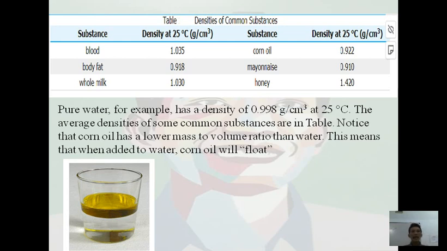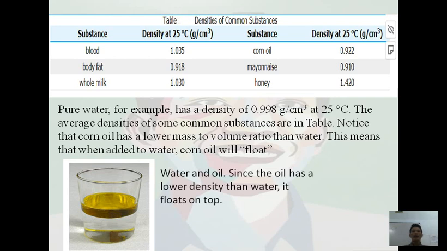The average density of some common substances is in the table. Notice that corn oil has a lower mass to volume ratio than water. This means that when added to water, corn oil will float. Since the oil has a lower density than water, it floats on top. It cannot be mixed.